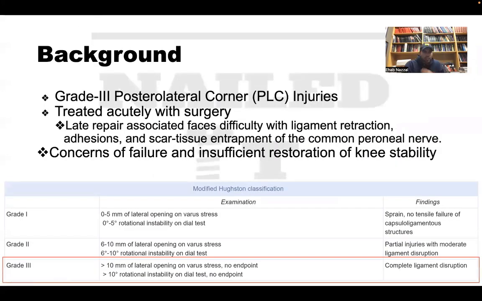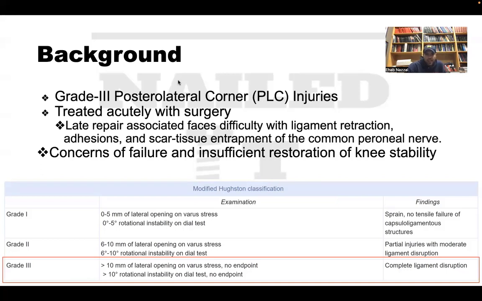So we've talked a little bit about background, but essentially these grade 3 posterolateral corner injuries are treated acutely with surgery a lot of times. The reason is that waiting past that 3-week period has increased risks of ligament retraction, scar formation and adhesions, and entrapment of the common peroneal nerve. On top of all of that, there are concerns of failure and insufficient restoration of knee stability if you can't get to those structures properly.